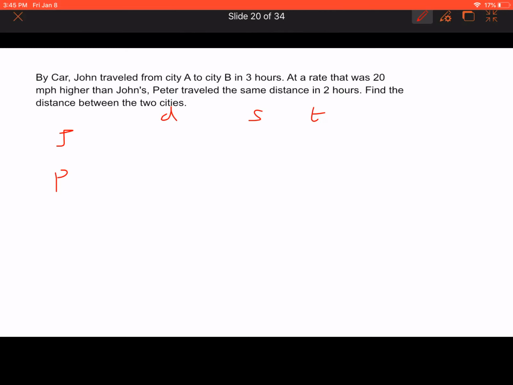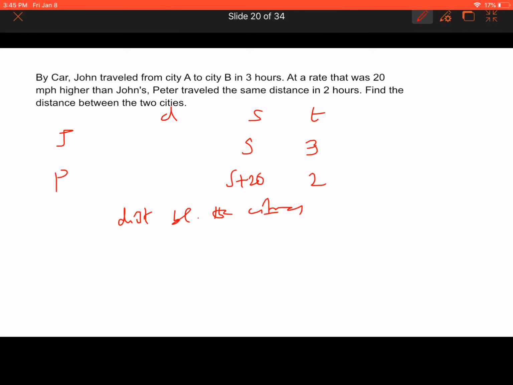John traveled in 3 hours. Okay, he took 3 hours time, and at a rate of 20 miles per hour higher than John's, Peter traveled the same distance. So that means John has traveled at some speed and Peter has traveled 20 miles per hour more than John. Okay, and Peter traveled the same distance in 2 hours. So what is the distance between the two cities? We have to find the distance between the cities.